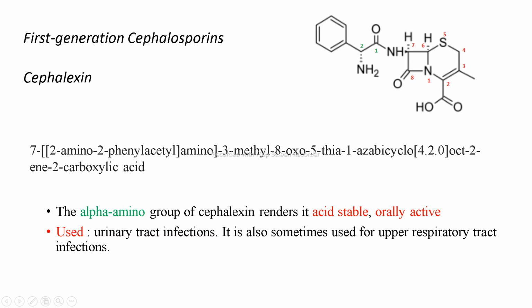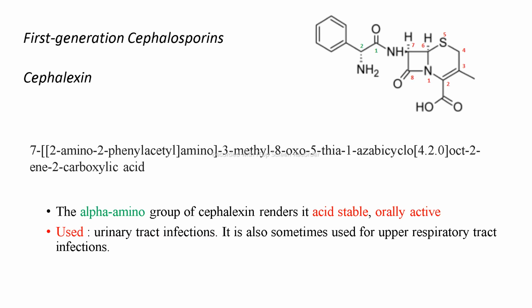3 methyl 8 oxo. Then the remaining portion is the same as compared to the penicillin, that is 5-thia 1-aza bicyclo 4.2.0 oct 2 ene 2 carboxylic acid. In penicillin it was 7-oxo 4-thia 1-aza bicyclo 3.2.0 hept 2 ene 2 carboxylic acid. But in this case, it is 5-thia 1-aza bicyclo 4.2.0 oct 2 ene 2 carboxylic acid, right? So this is what about the cephalexin.